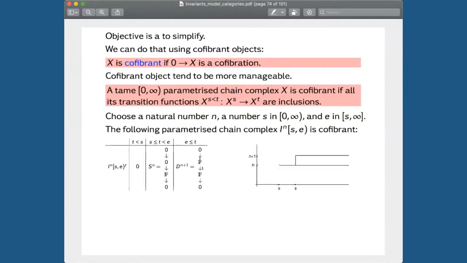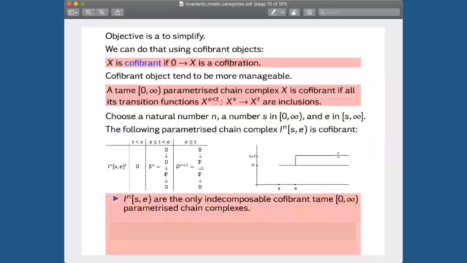So here's the way I often draw such a parameterized chain complex, okay? At time s, I get k, one dimensional. At time e, I get two dimensions, represented by those two lines, and this interval illustrates that the differential is given by the identity. Okay? So they are cofibrant, because all the transition functions are inclusions. Okay.